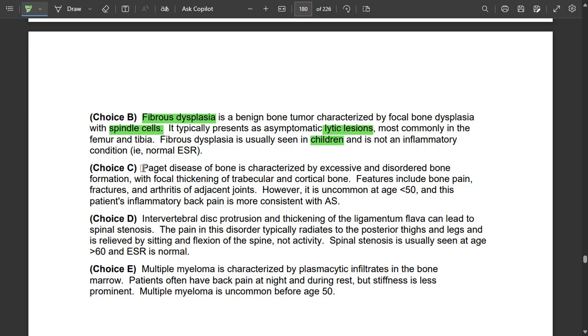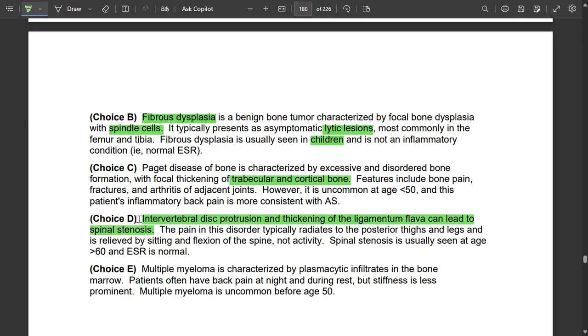Paget disease of bone is characterized by excessive and disorganized bone formation with focal thickening of trabecular and cortical bones. Features include bone pain, fractures, and arthritis of adjacent joints. However, it's uncommon at an age less than 50. Patients with back pain are more commonly older. Intervertebral disc protrusion and thickening of ligamentum flavum can lead to spinal stenosis.